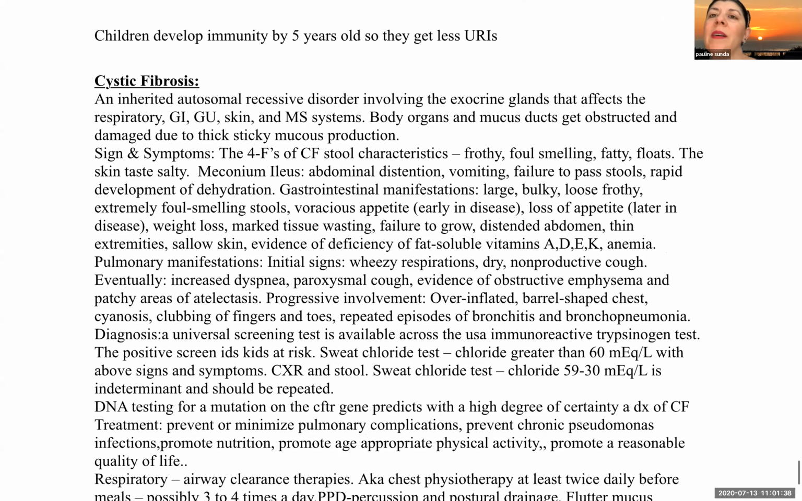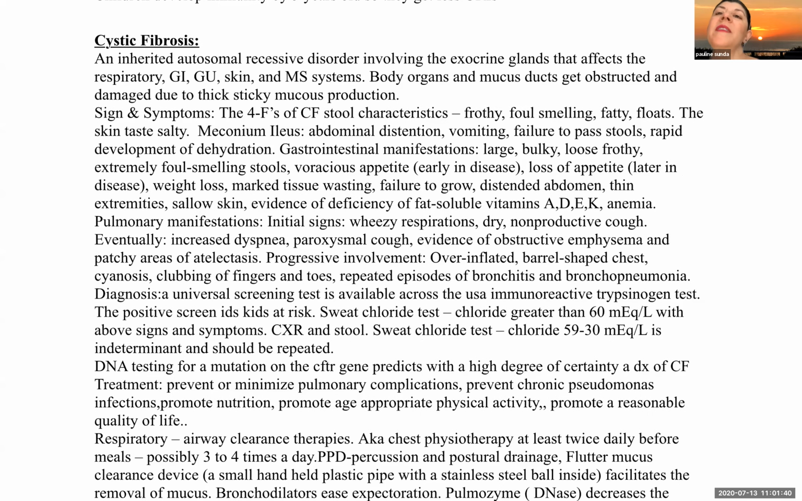Lastly, we're going to talk about cystic fibrosis. This is an inherited autosomal recessive disorder involving the exocrine glands that affect the respiratory, GI, GU, skin, and musculoskeletal systems. Body organs and mucus ducts get obstructed and damaged because the body produces this very thick, sticky mucus.